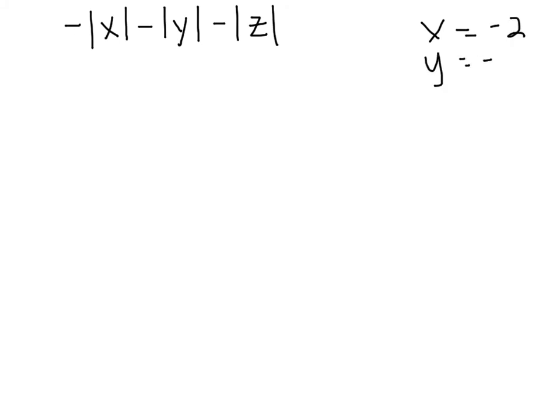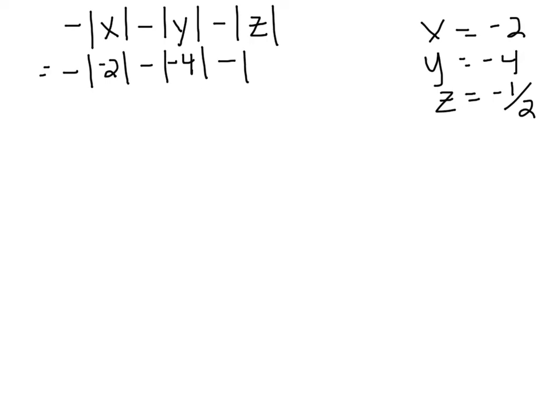The third problem was negative absolute value of x minus absolute value of y minus absolute value of z. And remember, x is a negative 2, y is a negative 4, and z is a negative 1/2. So let's plug it in. We have the negative absolute value of negative 2 minus the absolute value of negative 4 minus the absolute value of negative 1/2.